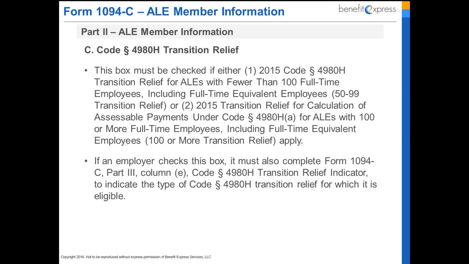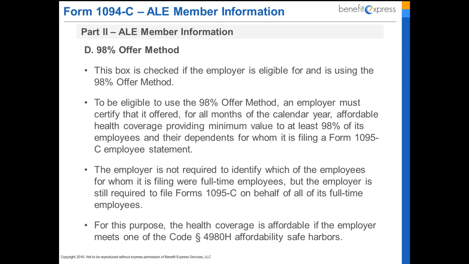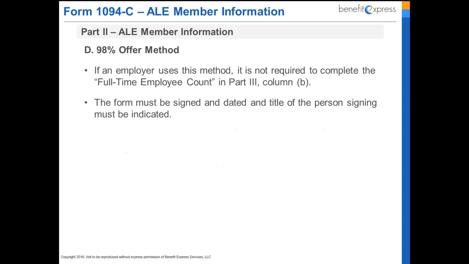What's important, as I indicated before, is box C. Any transition relief, either 50 to 99 or over 100, you have to check that box. And I explained to you all the various transition relief that applies if you check that box. In box D, you check that box if you offered 98% of your full-time individuals and their spouses and dependents coverage in 2015. If you do check that box, and as I indicated before, you don't have to complete the full-time employee count in Part 3, Column B.